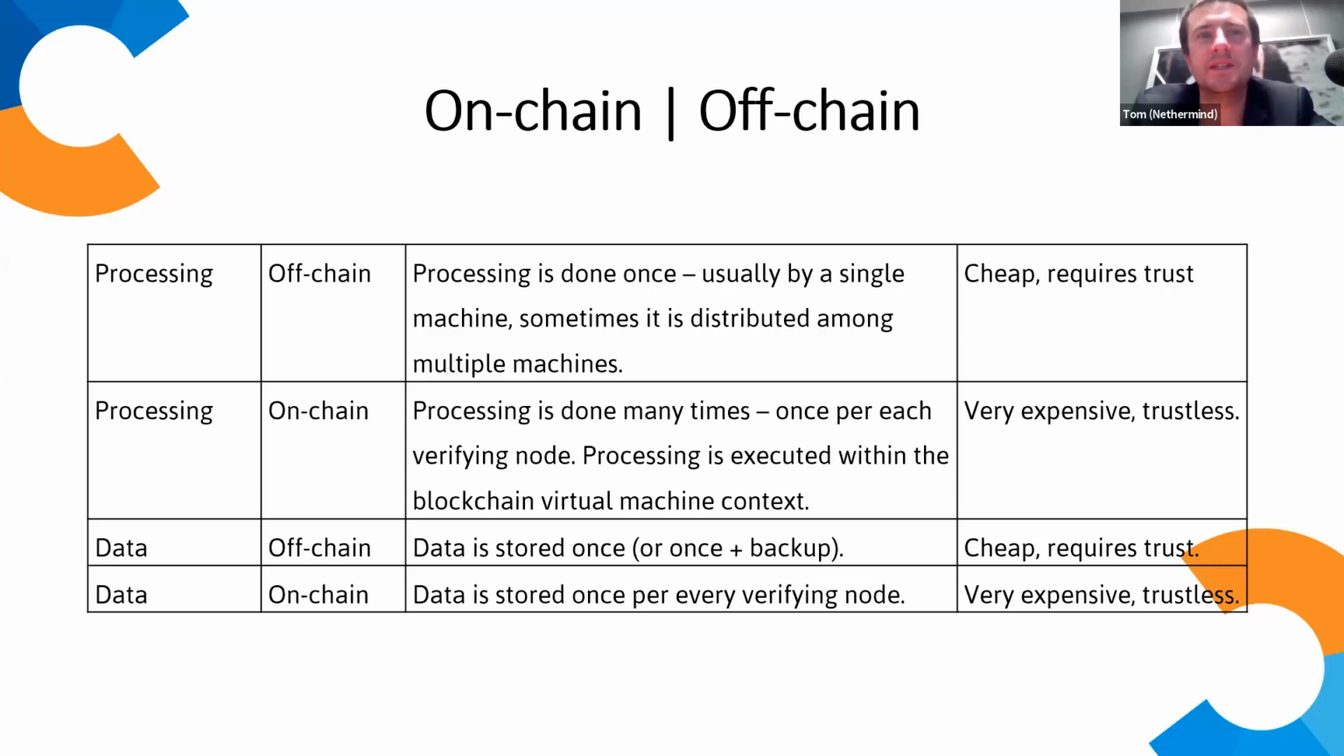If you talk about data, you will say that every single node will store the data and verify if it was created the way it should be created, if it was not modified, and so on. So when we say off-chain, it's once, it's cheap, it requires trust. It's very efficient. When we say on-chain, it's super expensive, extremely expensive, but it's trustless.